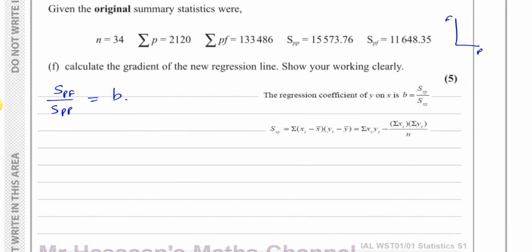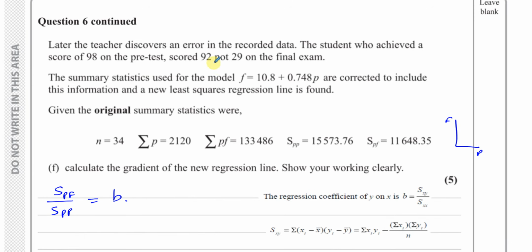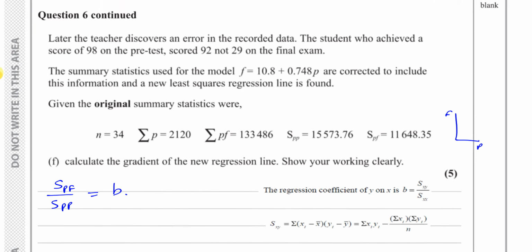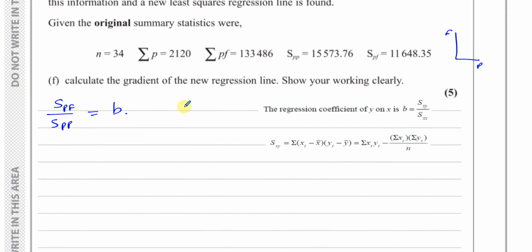Now the mistake was in the final exam. The student who chose 98 on the pretest scored 92 and not 29 in the final. So the mistake was in the final exam. So Spp is going to be the same. The new Spp is the same as the old one, 15,573.76. That's not changed. So that's fine.